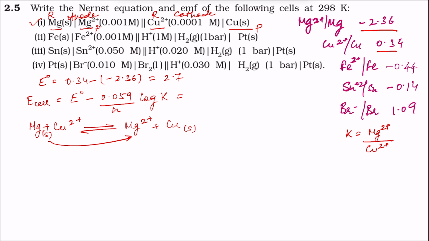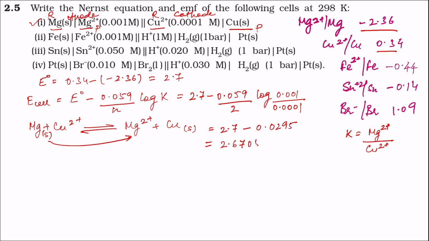So here putting the value, E naught cell is 2.7 minus 0.059, number of electrons involved is 2, log of the concentration of magnesium ions, it is 0.001, divided by concentration of copper ions, which is 0.0001. Solving this becomes 2.7 minus 0.0295, which is equal to 2.6705 volt. So this is the EMF of the first cell.